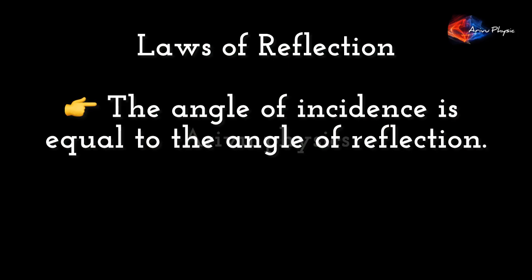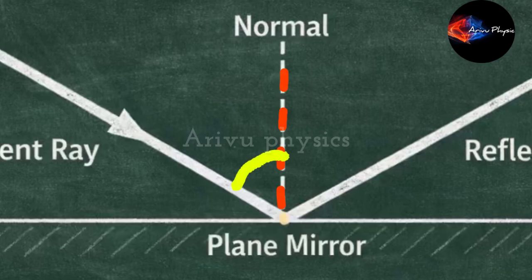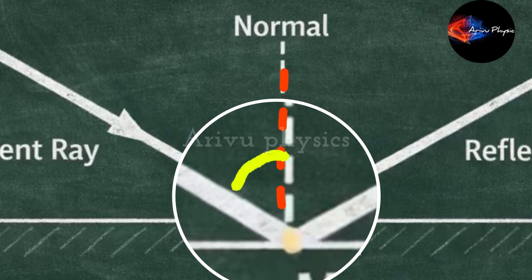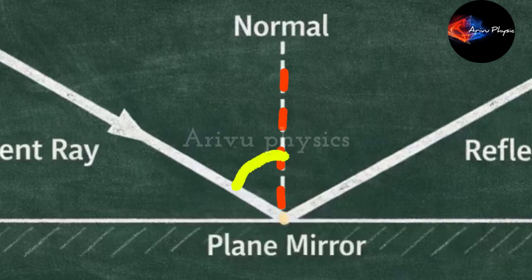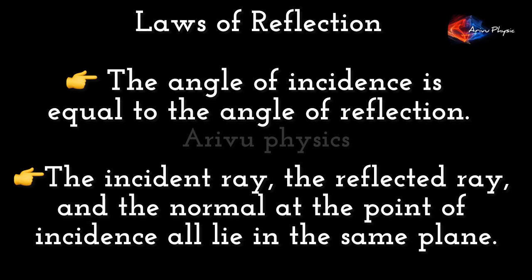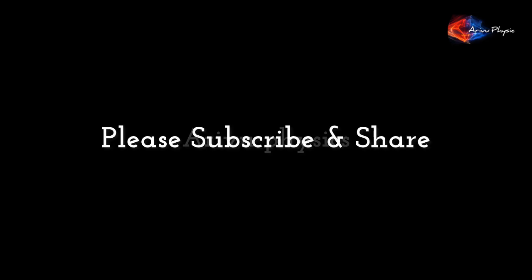To conclude, laws of reflection follow two simple laws, and the first one is the angle of incidence is equal to the angle of reflection. Please note, the angle of incidence is measured from the normal and not from the surface of the mirror. Now the second law, the incident ray, the reflected ray and the normal at the point of incidence all lie in the same plane. I trust that you have understood the concept that we discussed today.